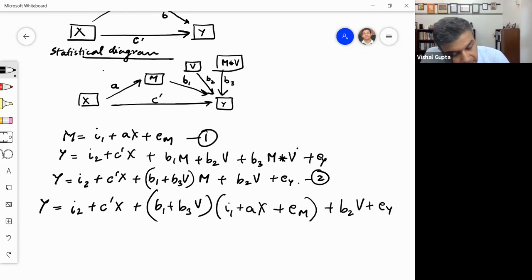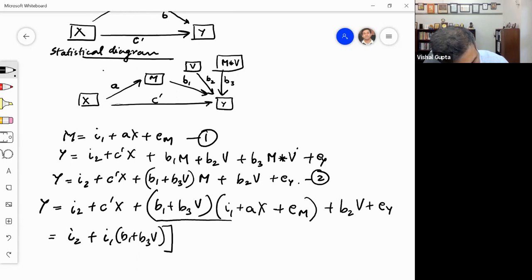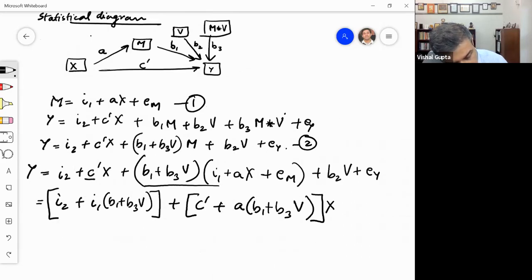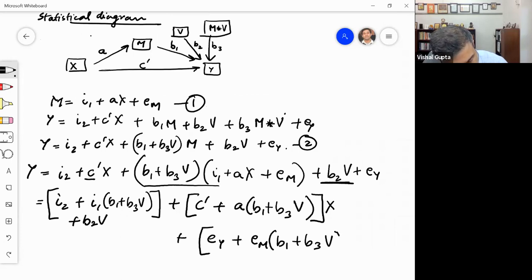Now let's open this up. We'll keep putting terms together. So we'll put this term together with i2, and we'll call it i1 times b1 plus b3V. Okay, so this is one term now. Then let's put the term with X together. So it will be c dash, which comes here, plus a times b1 plus b3V, the whole thing times X. And b2V will also come here, and then you have the error terms eY plus eM times b1 plus b3V.